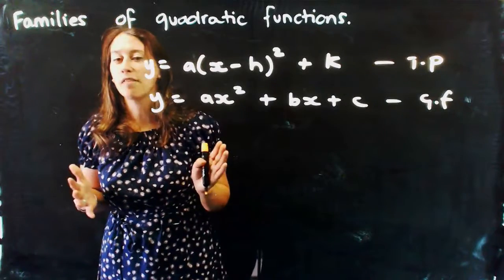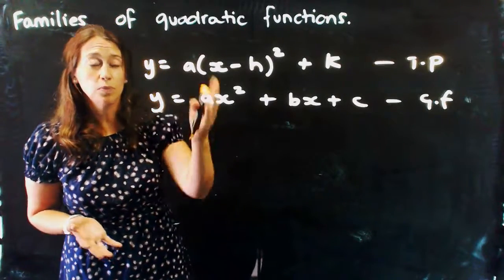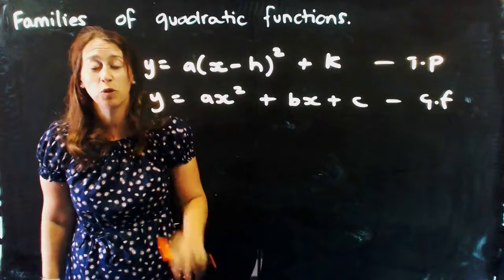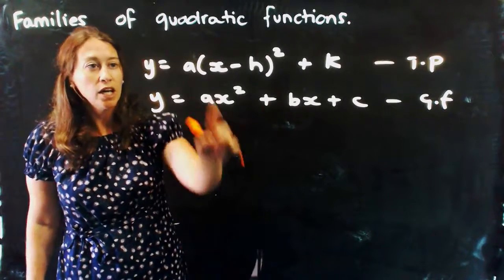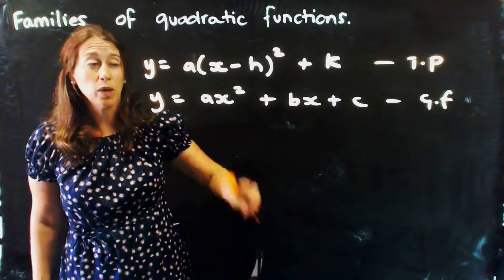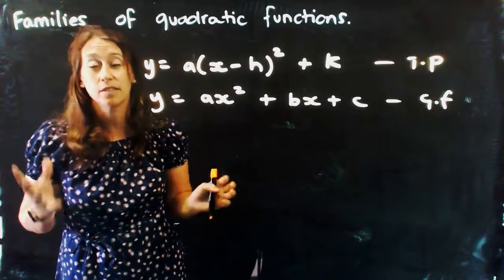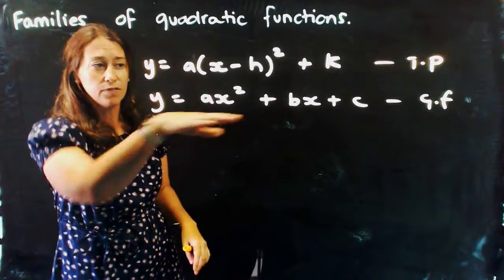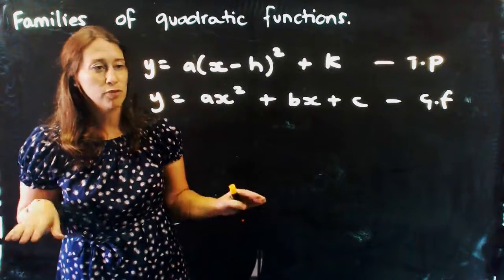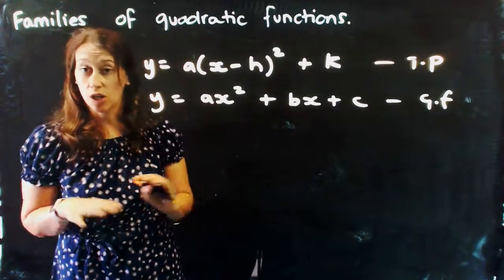Today I'm going to talk to you about families of quadratic functions. Now on the board here you can see in front of me two forms that we should already be familiar with. The first one is turning point form, where h and k tell us the coordinate of the turning point and a is the dilation factor. The second version is a quadratic just in general form. So a, b and c are constants.